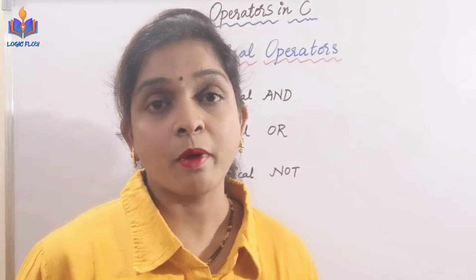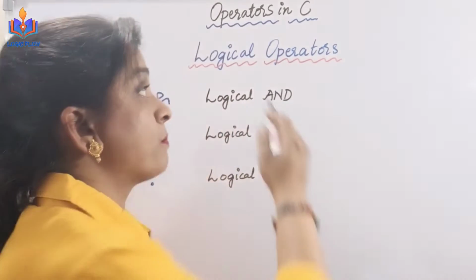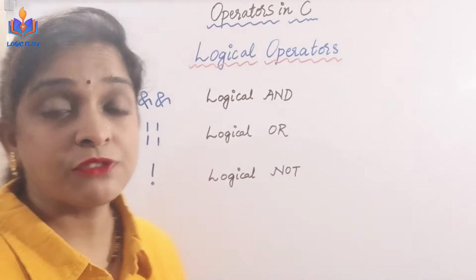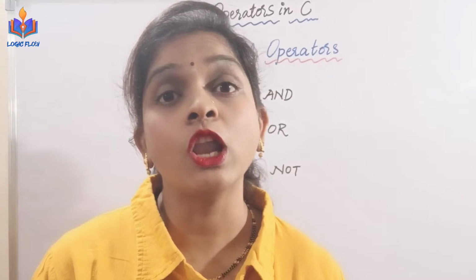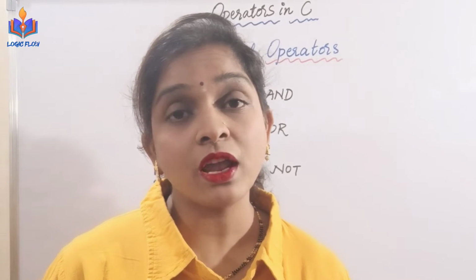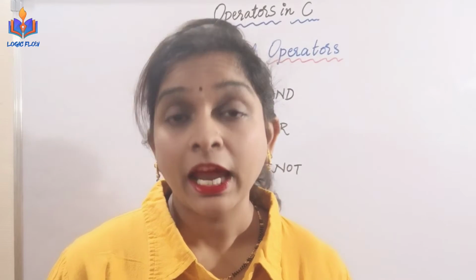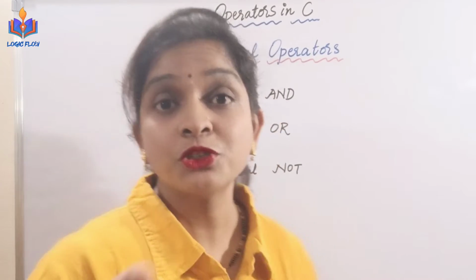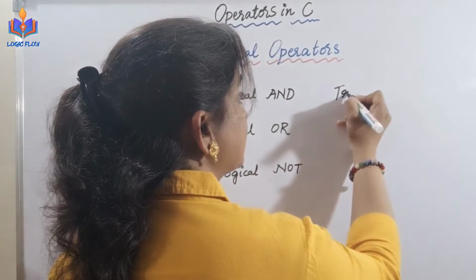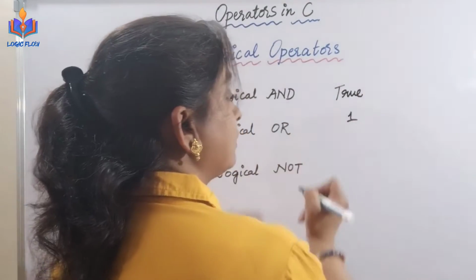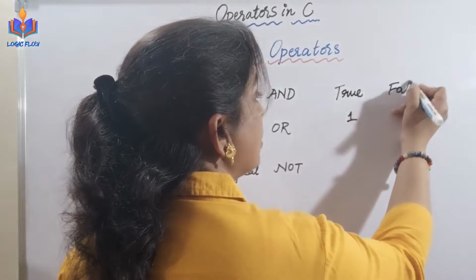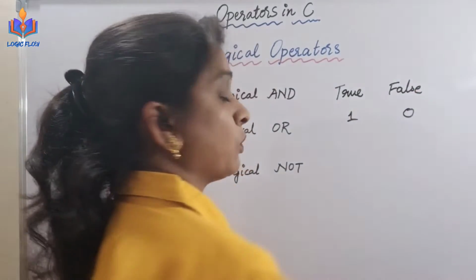So let us talk about the logical operators. First of all, we should know the meaning of logical. When we are writing the program and we have to think about the logic, it is nothing but the statement on which we take the decision as either true or false. And we all know the Boolean values. True represents 1 and false represents 0.